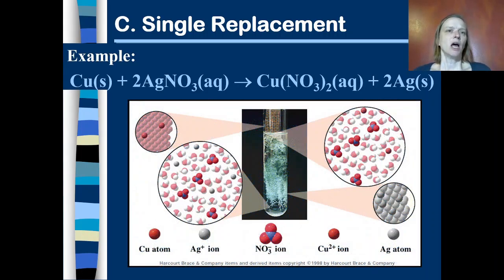Here's an example. Copper is a more reactive metal than silver. So when you have metallic copper and a silver compound, copper will take the place of that silver in its compound and boot silver out so that silver is all by itself. And copper takes the place of the silver ion in the compound.